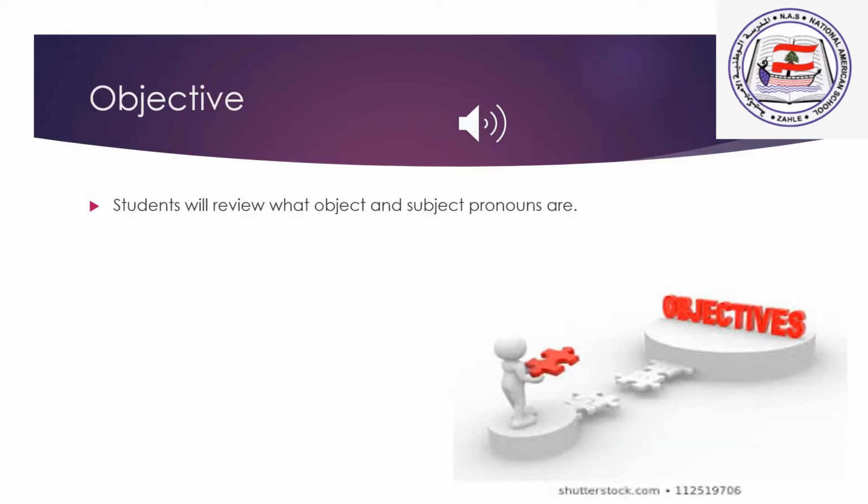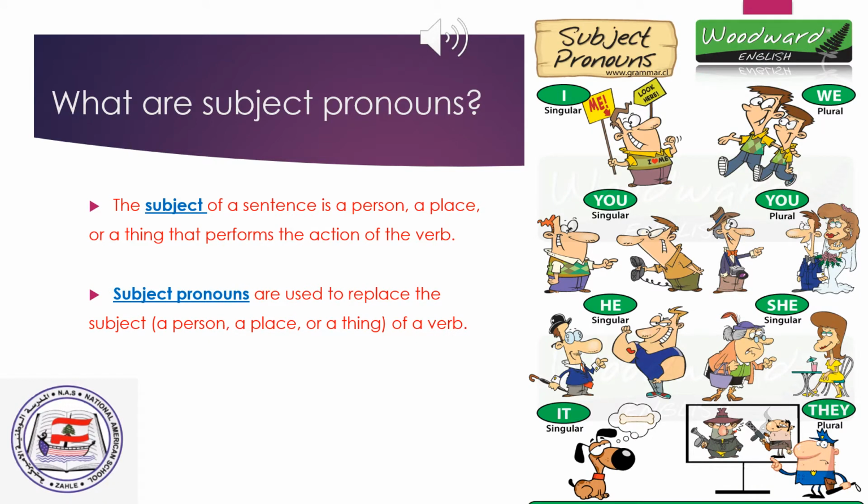The learning objective for today's lesson is students will review what object and subject pronouns are. What are subject pronouns? Before we start, let's do a little recap about what a subject is. The subject of a sentence is a person, a place, or a thing that performs the action of the verb. In other words, it's the person, place, or thing that's doing the action in the sentence.